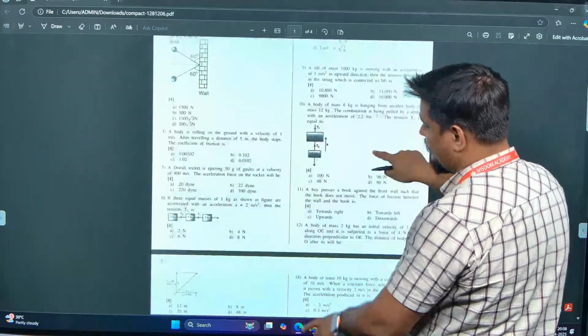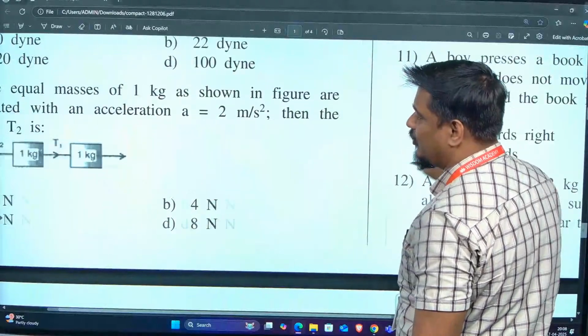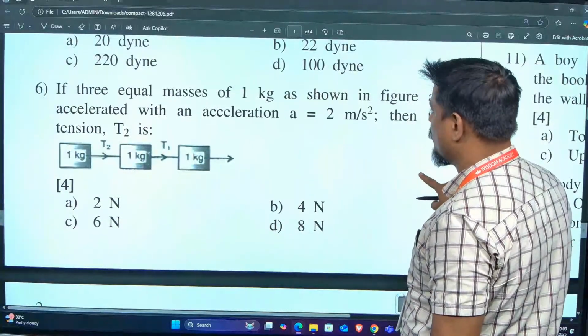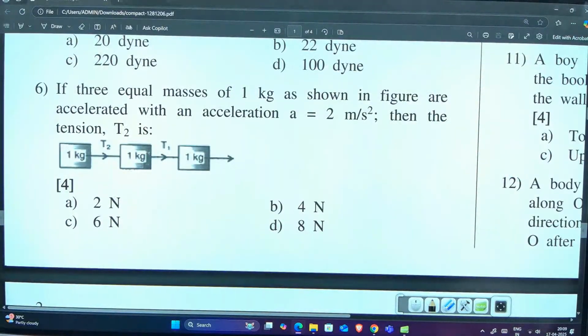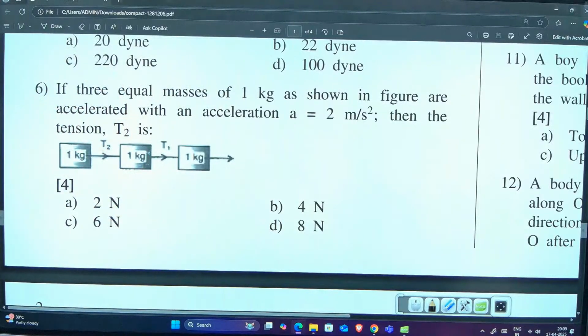So, take this question, question number 6. Are you able to see? It's a question in a past JEE paper. Question is visible to you? Tell me the answer fast, don't take much time. Three equal masses of 1 kg, as shown in the figure, are accelerated with an acceleration of 2 meter per second square. Tension T2 is how much? Solve and tell me. I hope it is visible to you. 1 kg, 1 kg, 1 kg. Make it fast.